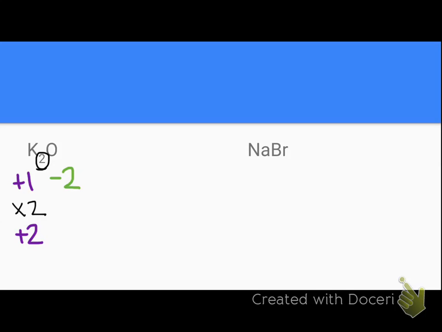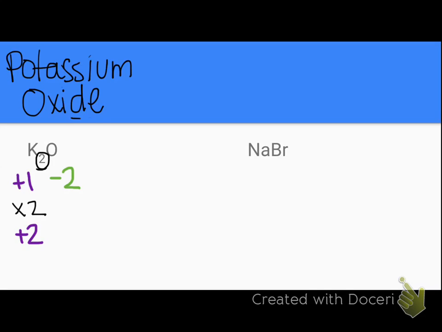So what we're going to call this is potassium. We always start with your cation first, and this O is my anion. Remember, your anions end in IDE. So K2O is potassium oxide. Okay, easy enough there.